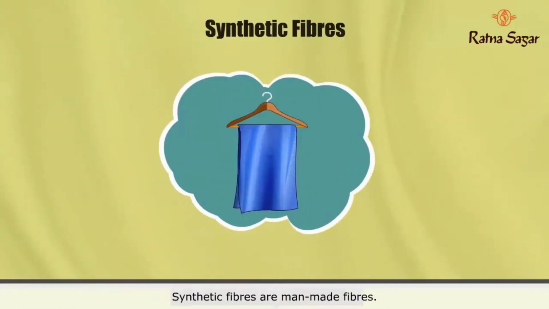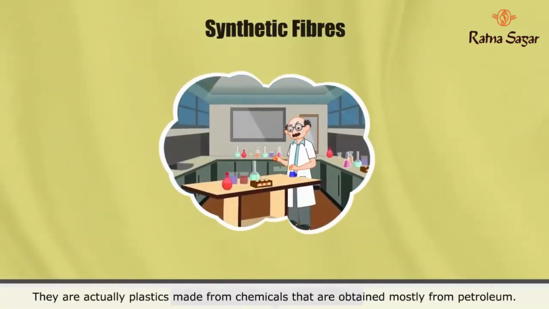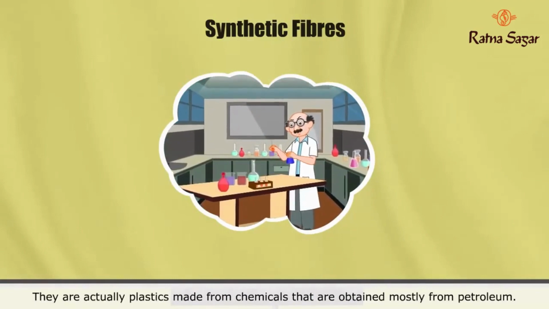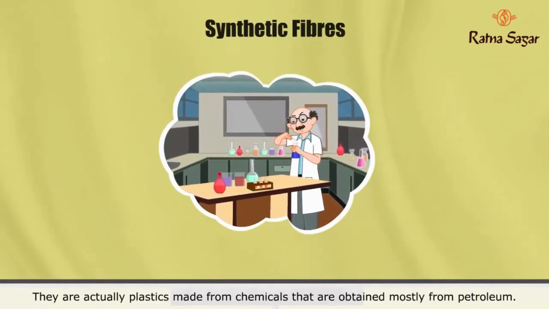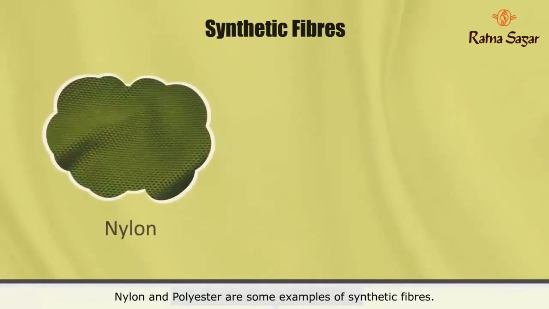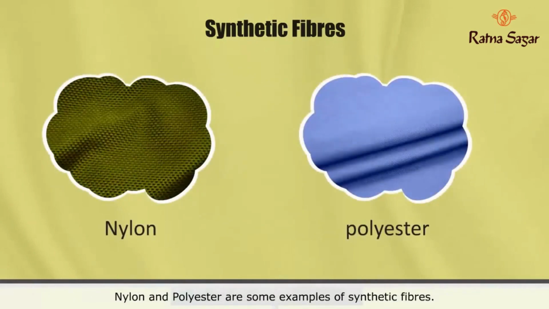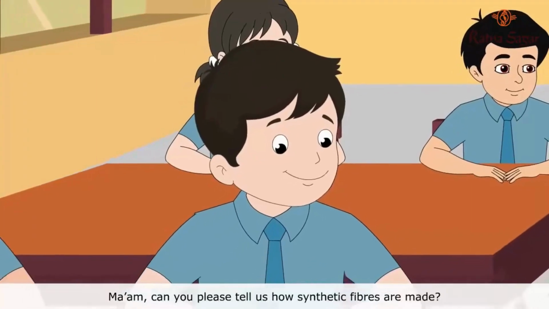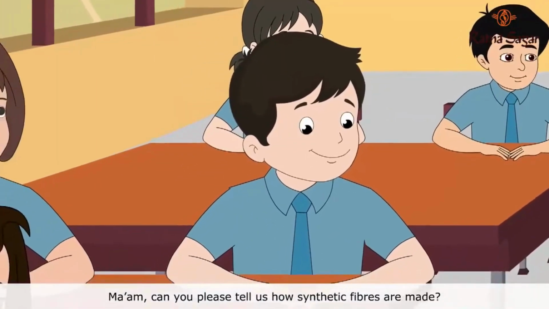Synthetic fibers are man-made fibers. They're actually plastics made from chemicals that are obtained mostly from petroleum. Nylon and polyester are some examples of synthetic fibers. Ma'am, can you please tell us how synthetic fibers are made?